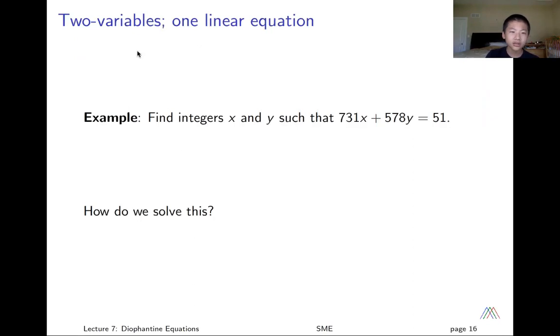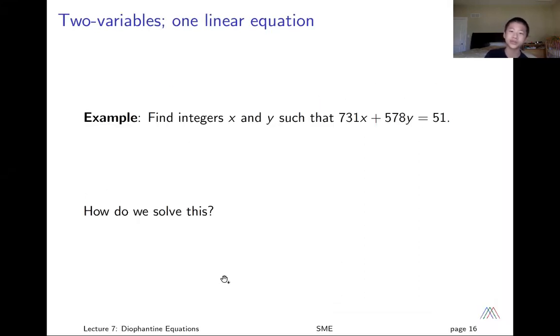So the next slide is 2 variables and 1 linear equation. This is a different type of Diophantine equation. So let's say the equation was 731x plus 578y is equal to 51. Now, this might seem very big, so how do you suppose we solve this?